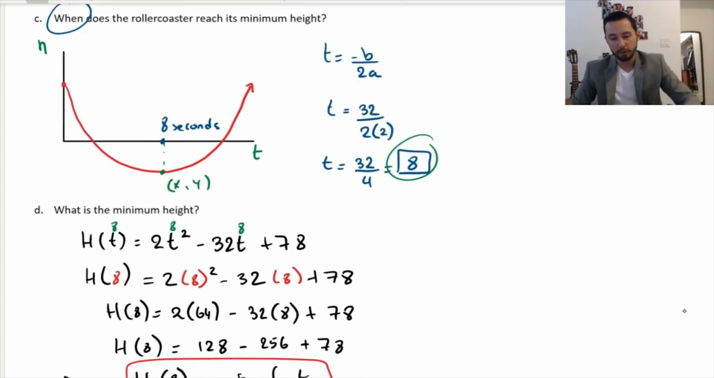Again, I need to make sure that I'm answering the questions correctly. So when does the roller coaster reach its minimum? It happens at 8 seconds. What is the minimum height? Well, the minimum height is negative 50 feet. So it goes underground 50 feet.